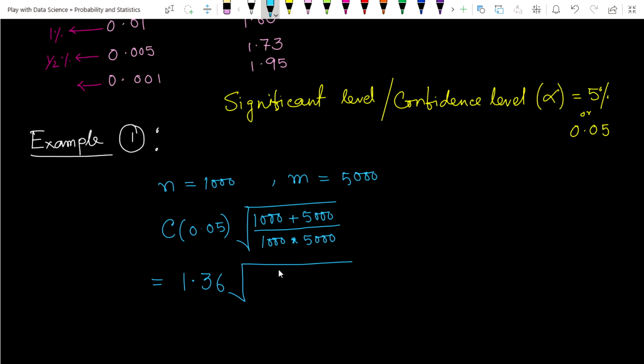Just calculate it on your own; I have already calculated these things. So now this value will simply be 0.047.